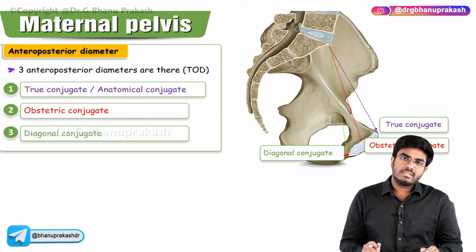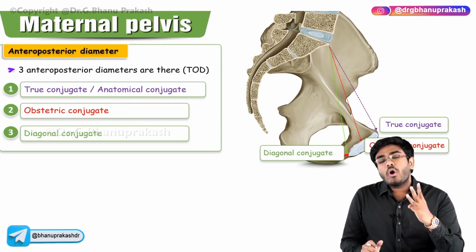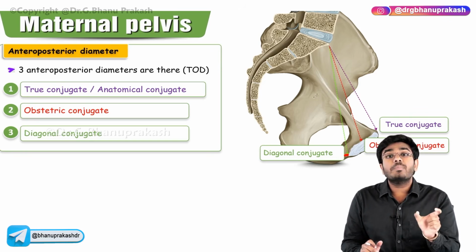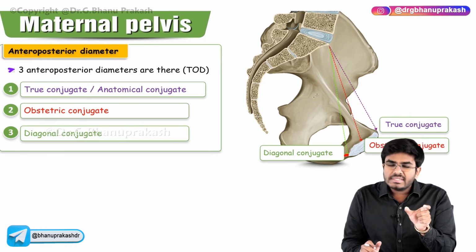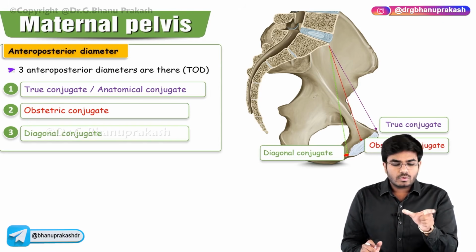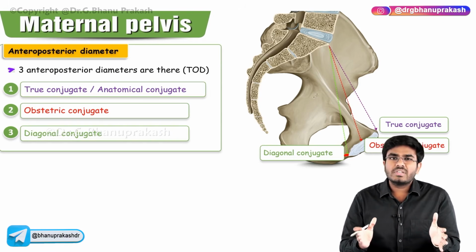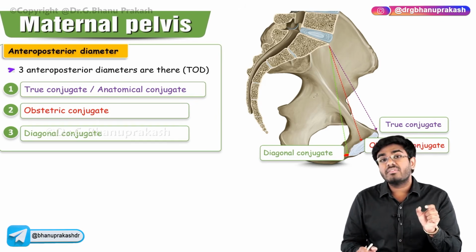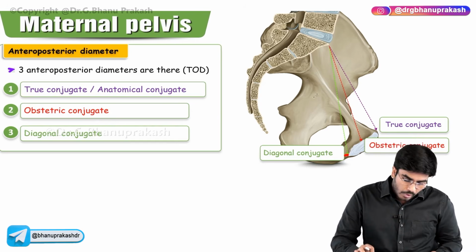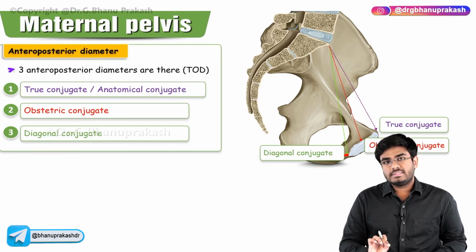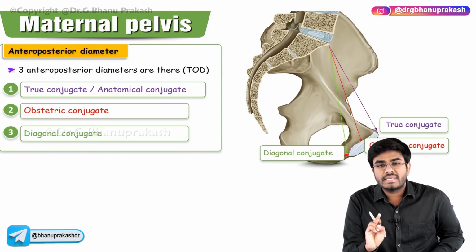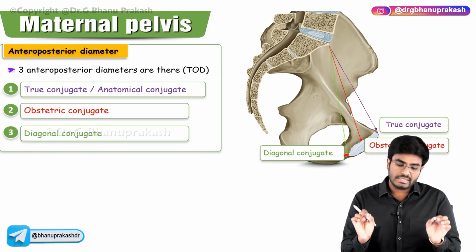Now why am I saying this? Out of all these three antero-posterior diameters, which is the smallest one? It is the obstetric conjugate. As it is the smallest, it is obstetrically significant. Larger diameters are not a problem, but smaller diameters are very important, because the baby has to pass through. So a very important point is that out of all these antero-posterior diameters, the obstetric conjugate is the one which is highly significant.